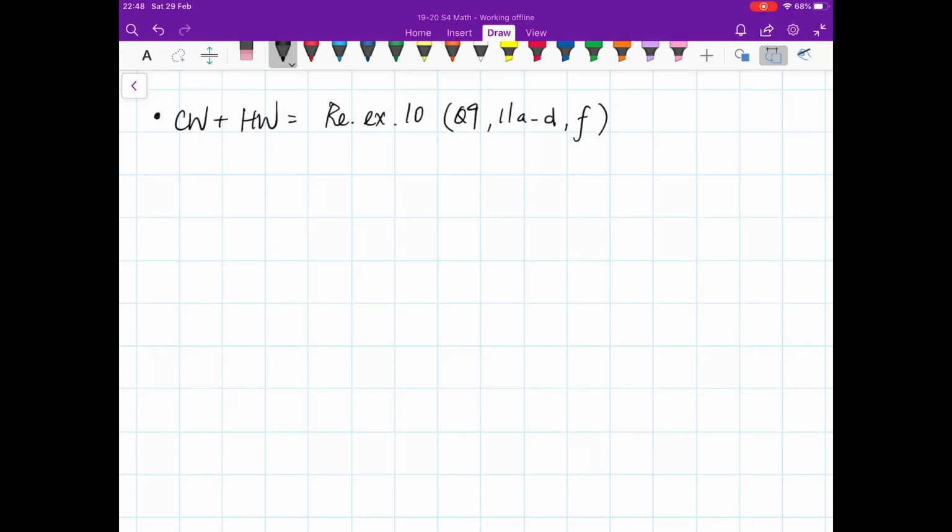Okay, and for the remaining time before the section quiz, you can do the classwork and the homework, which is revision exercise 10, question 9, 11A to D and 11F.